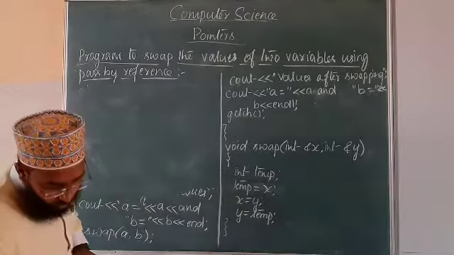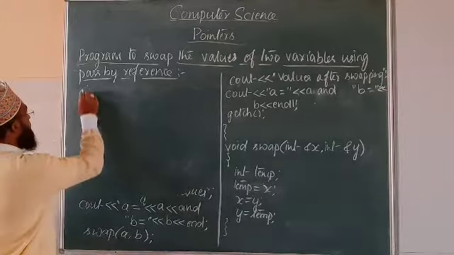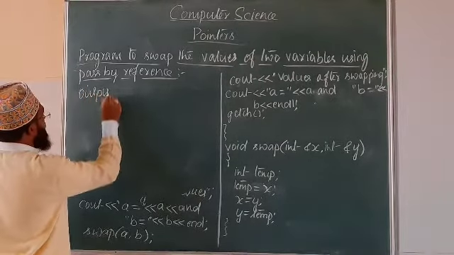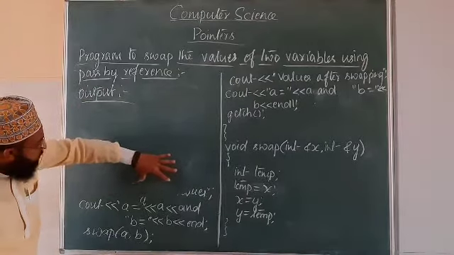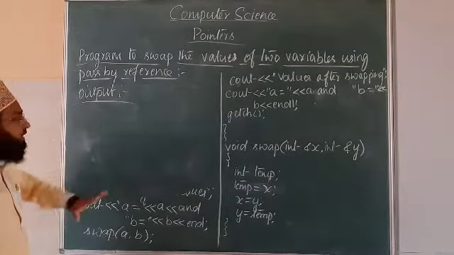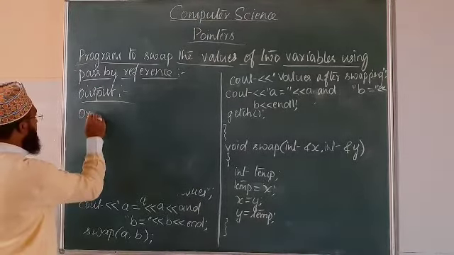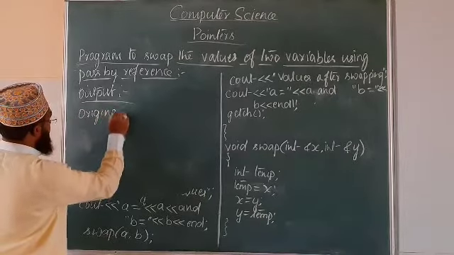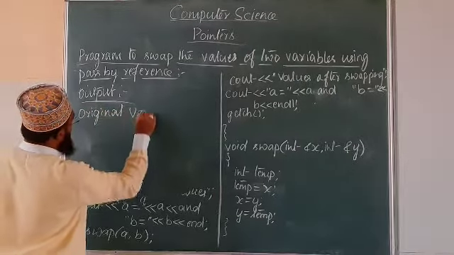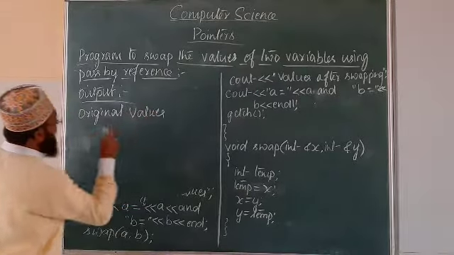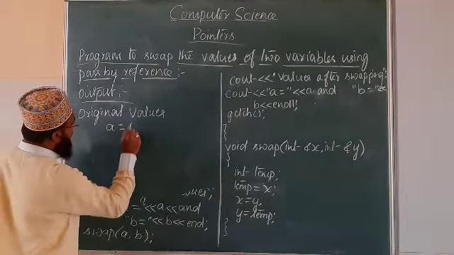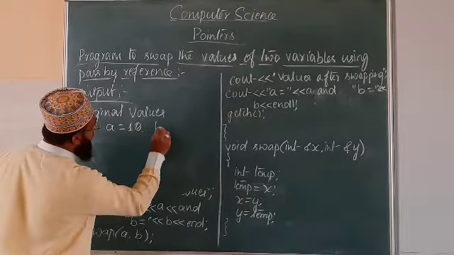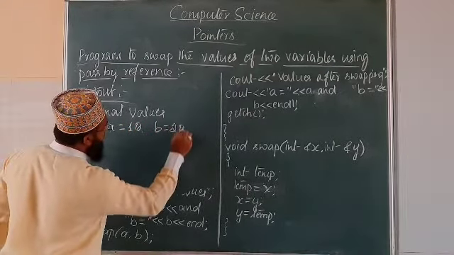See, output will be like this. Output. Here, the output statement we have here. Original values. Earlier I had written here original values. What are the values we have given? Here A and for B. A equals 10. Then B equals 20.